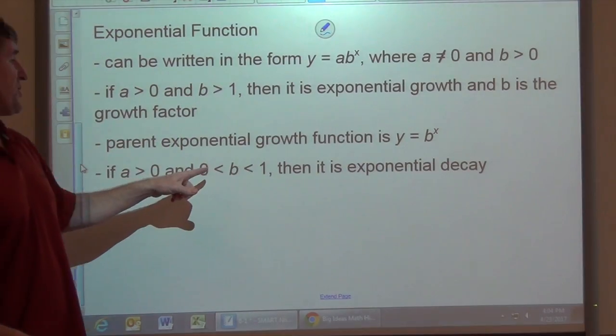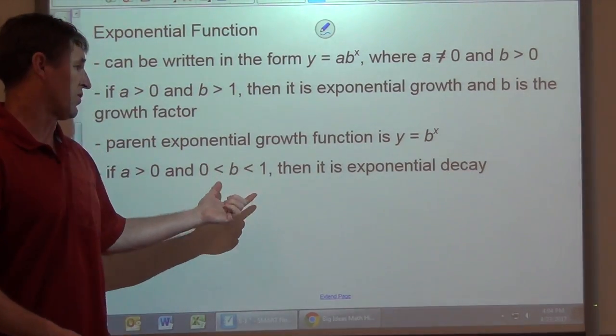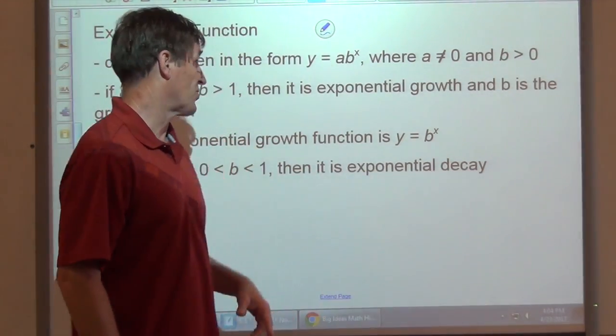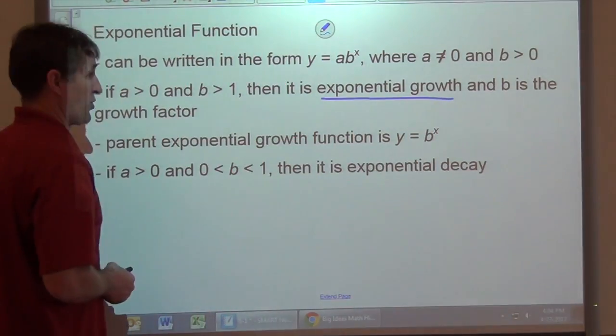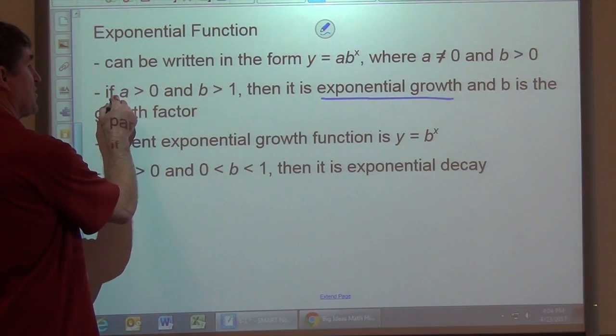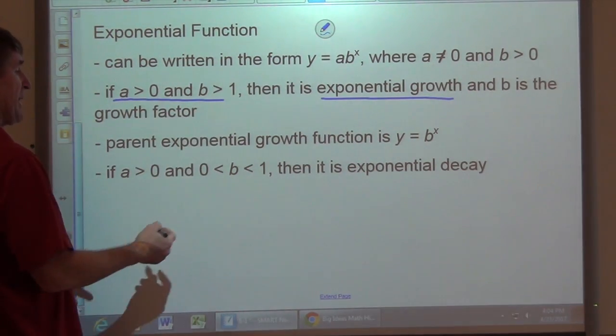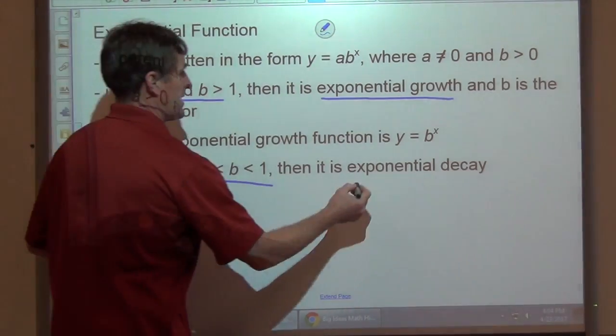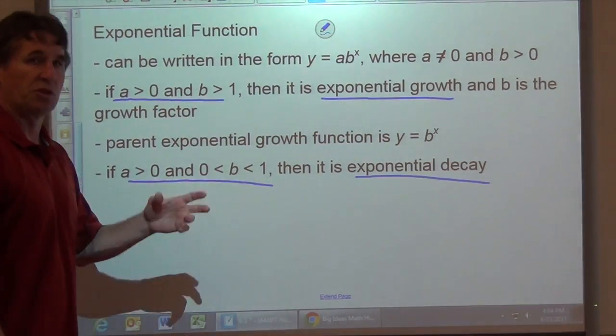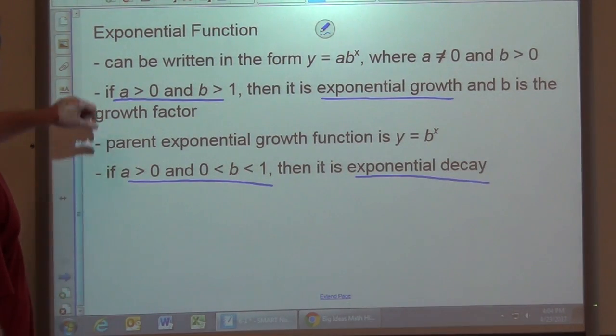If a is greater than 0 and b is between 0 and 1, then it's exponential decay. And so these are the two main things we want to understand: what exponential growth is, and that's when a is greater than 0 and b is greater than 1. And then the difference is, when b is between 0 and 1, it's exponential decay. Those are the two main things we're going to be dealing with on this.